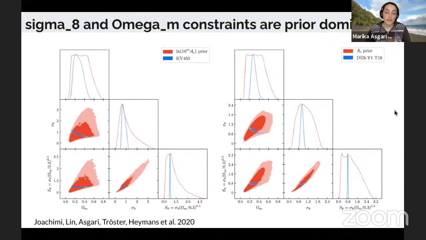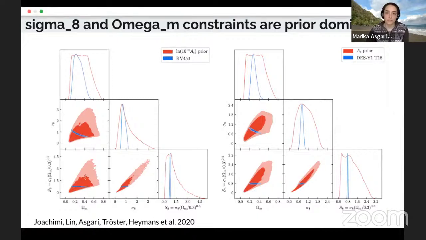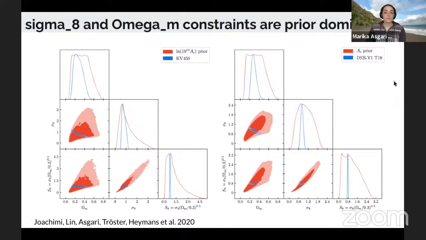All right, so the first one is the impact of priors on your analysis. So basically, the takeaway here is that you need to be careful with informative priors.